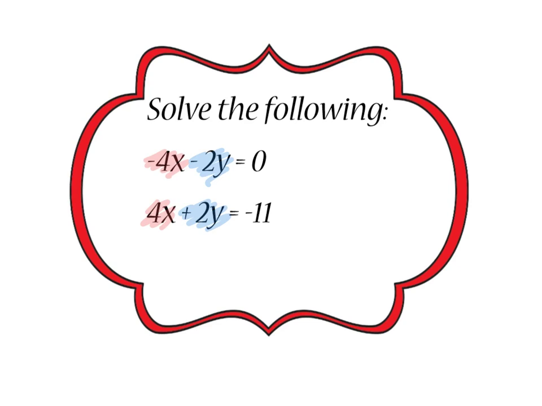For this system, if I look, I have a negative 4x and a positive 4x, so I can go ahead and just add these right away. I don't need to do any multiplying. Negative 4x plus 4x is going to cancel out. Negative 2y plus 2y also cancels out. And 0 plus negative 11 is negative 11. Now, on the left side, since all this stuff canceled out, I actually technically have a 0 here. And I read this, it says 0 equals negative 11. And that doesn't make sense, so this would be no solution.